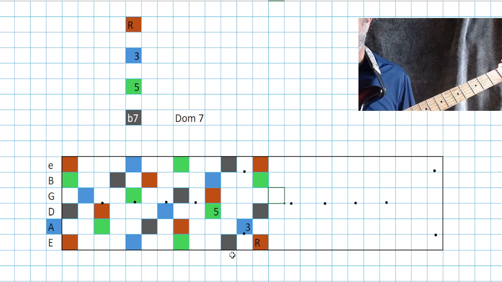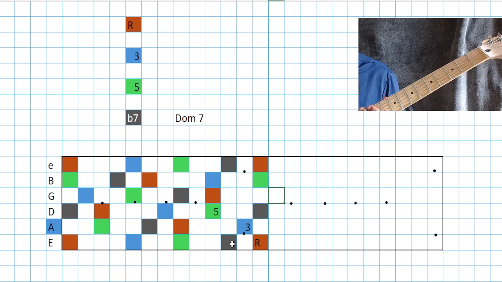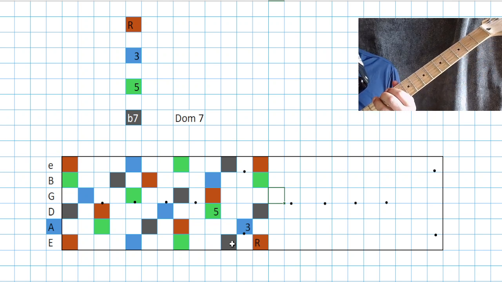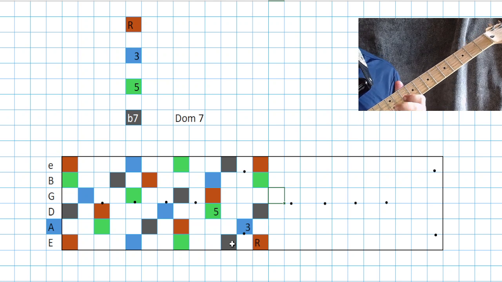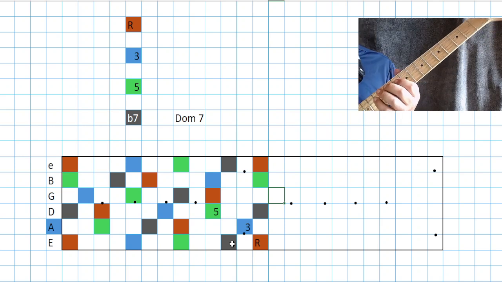Arpeggios. I'm going to start with a 2-1-2 pattern and see what I can do there. So let's start with the 11th and 13th fret, where we have the flat 7 and root. Play the blue, green, black, brown, blue, green. I just think that's really cool to whip off the fingers.